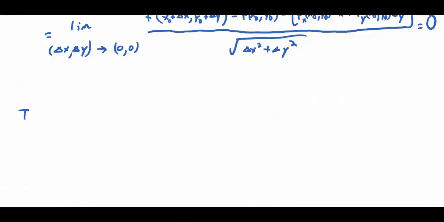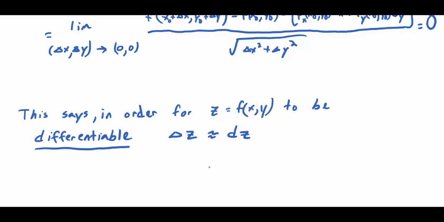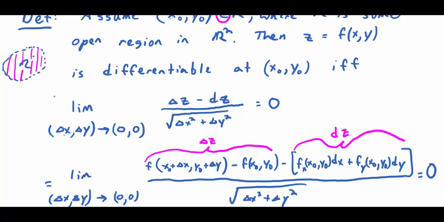This says, in order for z equals f of x, y to be differentiable, it's just saying that delta z has to be a good approximation of dz, right? Again, go back and look at that fraction. Go back and look at this version of the fraction. It's a little easier on the eyes.